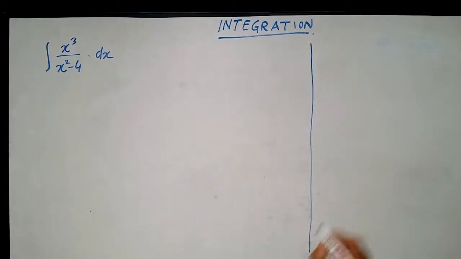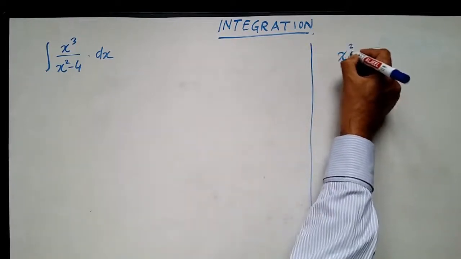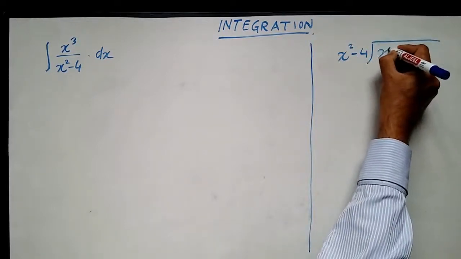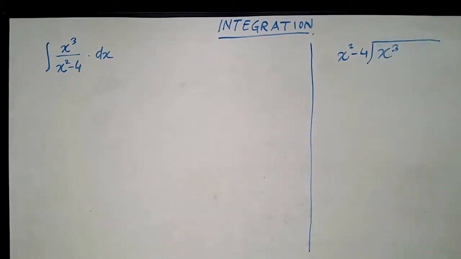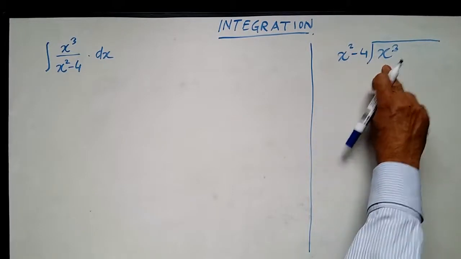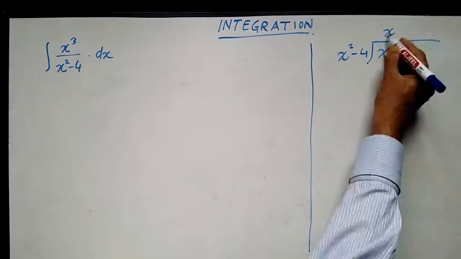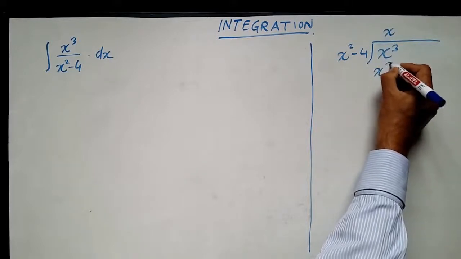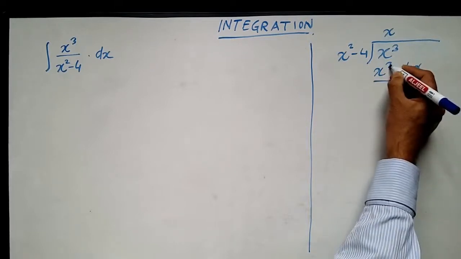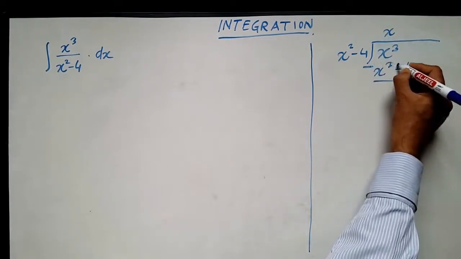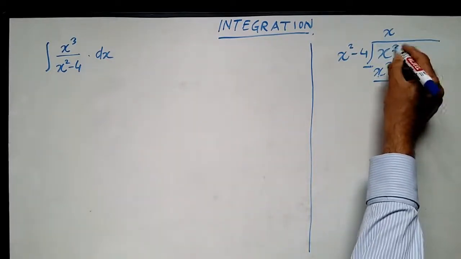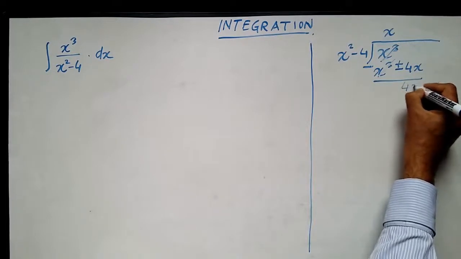So I'll take this space here to do this. So this is x squared minus 4 and the method is this one, and this is x cubed. So x cubed divided by x squared. What should be multiplied by x squared to get x cubed? It's x. So x multiplied by x squared is x cubed. X multiplied by minus 4 is minus 4x. Now in order to eliminate x cubed, I have to change the sign of the bottom part. So this one and this one will get cancelled off and I am left with only 4x.